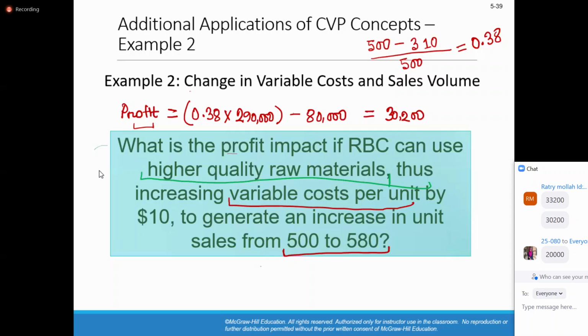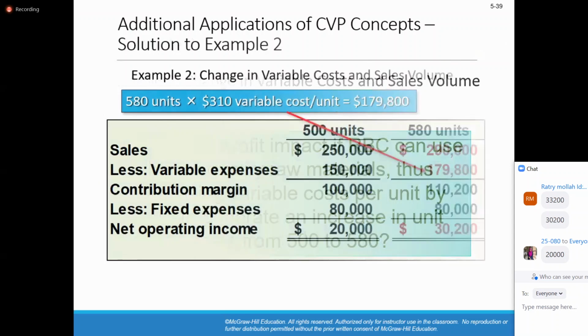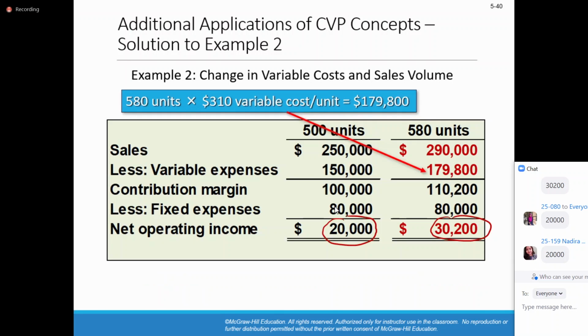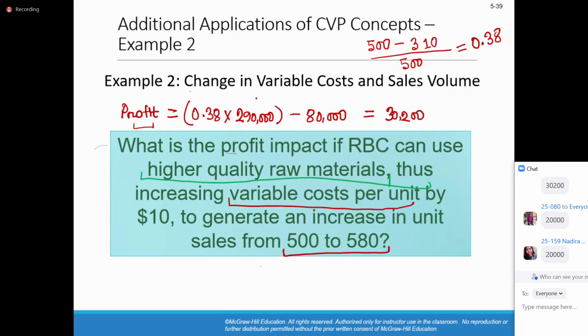Okay, we see that in our new case, our net operating profit is 30,200. And if we consider our base case, and now 500 units, not the 400 units, we would see that it was 20,000. So for the increase of sales by 40,000, you see our new sales is 290,000. Our previous sales was 250,000. So there has been an increase of $40,000 sales volume.